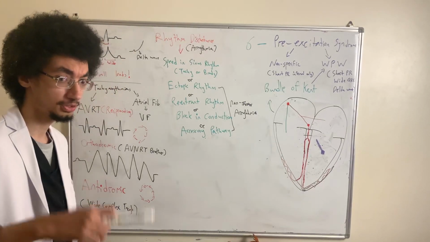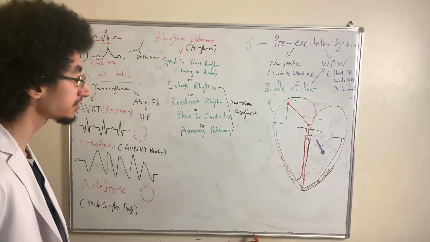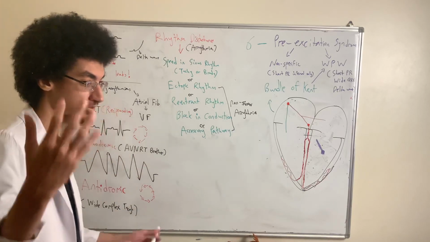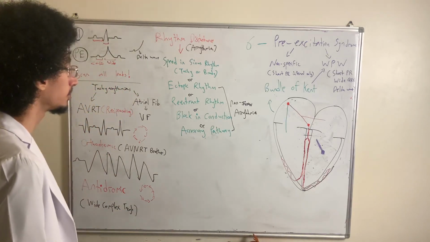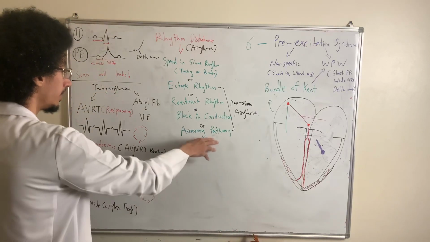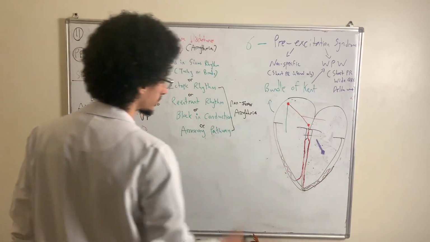Alright, so in today's video we're going to finally finish the arrhythmias, specifically non-sinus arrhythmias that we've been talking about for the past 3 videos. And we're going to finish by talking about a disturbance in the rhythm whenever we have an accessory pathway, a pathway that acts as a shortcut.